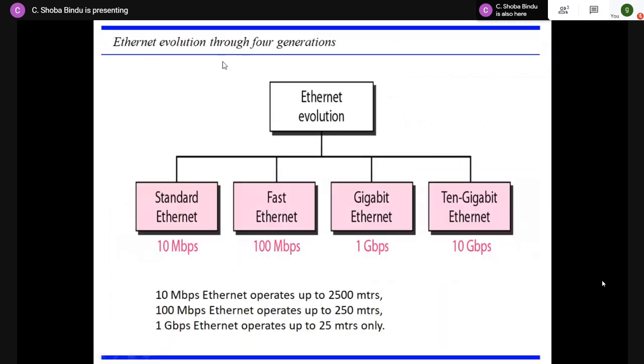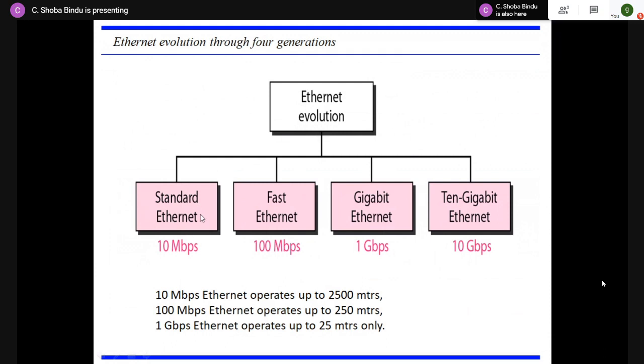When you go for Ethernet, this is 802.3 that you are going to have here. When we look at the evolution of Ethernet, it is nothing but a common bus topology. It started with the standard Ethernet, which offers a maximum of 10 Mbps. That is the maximum data rate offered by the standard Ethernet.